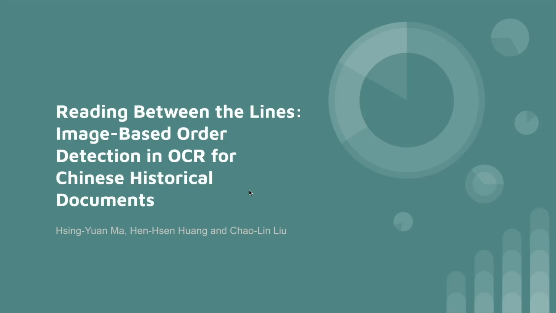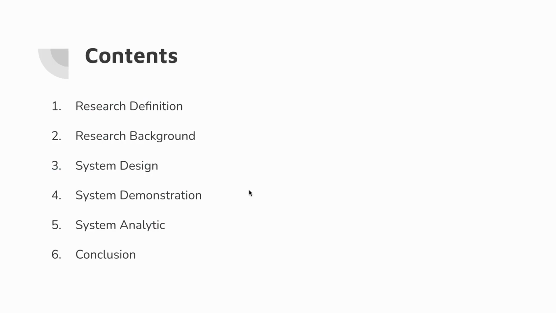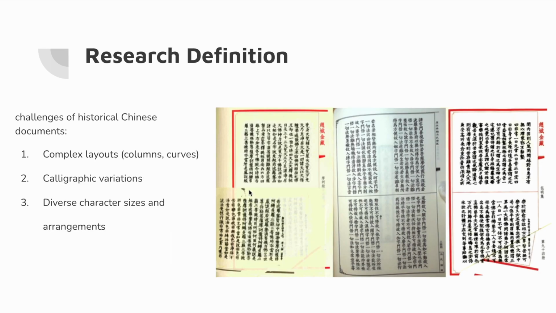I'm going to present this demo paper, Reading Between the Lines: Image-Based Order Detection in OCR for Chinese Historical Documents. Here is the content. First, I will go through our research definition and background. Afterwards, I will talk about our system design and give you some demonstration of it. Then, I will talk about system analytics, and finally, the conclusion of our research.